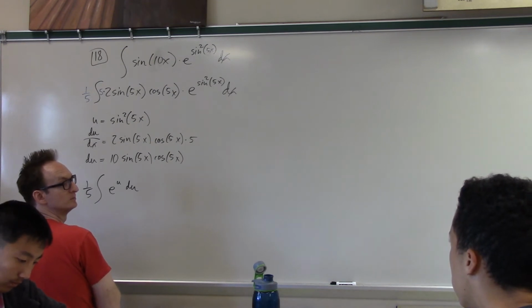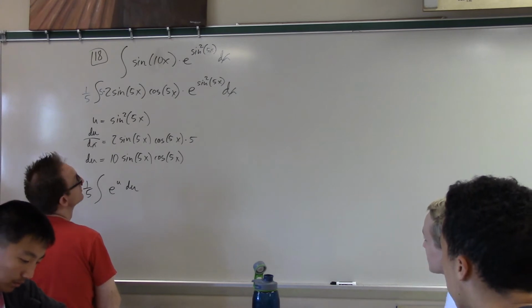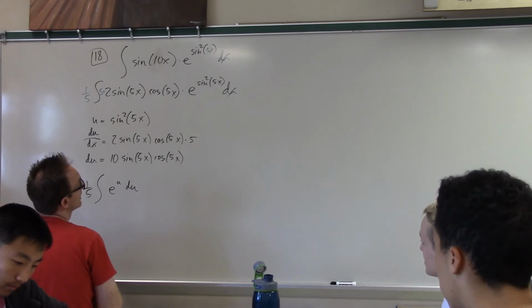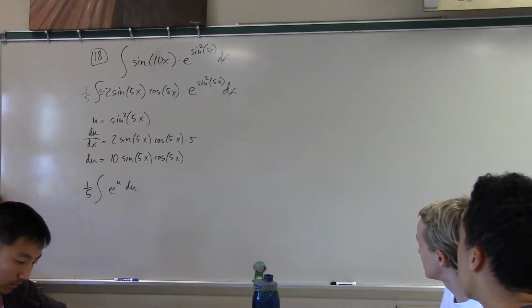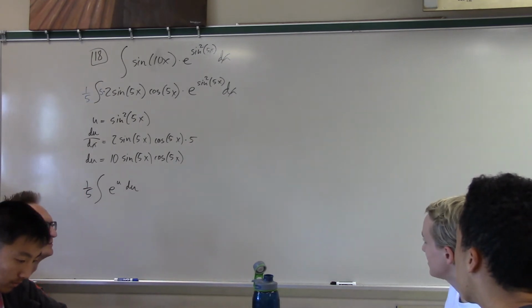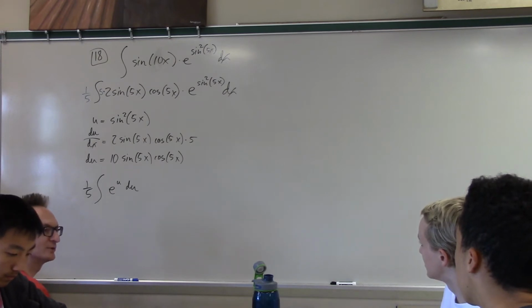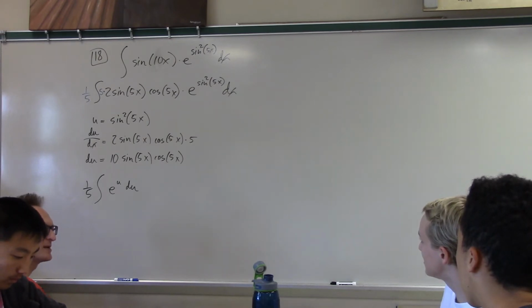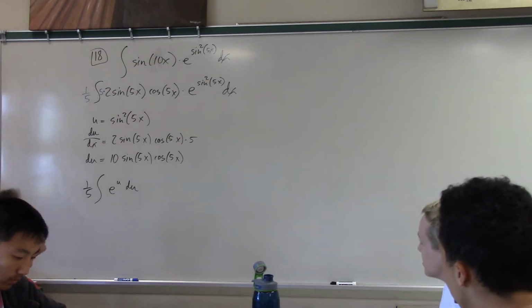Why did you choose to make u just sine squared 5x rather than e to the sine squared? If I let that be u, it still would have worked. You would have just gotten the antiderivative of du. This just seemed easier. You have to do more chain rules your way, right? Or no? It ends up being the same thing. You would get just a du. Yeah, hold on, that works too.